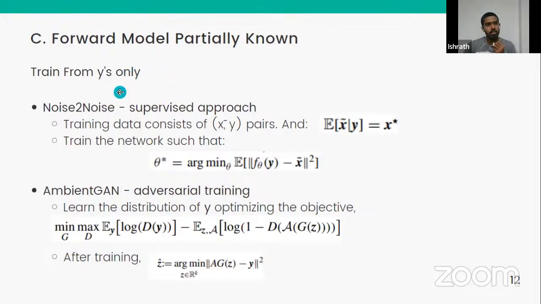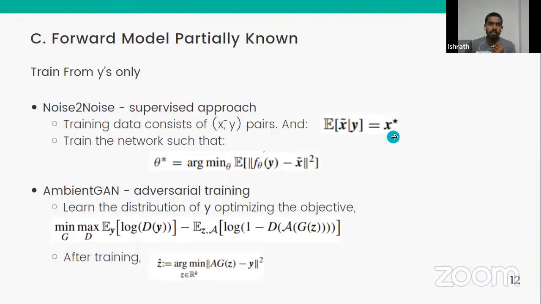In this Noise2Noise work, they have training data consisting of x tilde and y pairs. What is meant by x tilde is the noisy version of the ground truth image. So we don't exactly have the true image, but a noisy version of our ground truth image, and we have this condition as well: the average of this noisy x for a given y is going to be exactly the ground truth image.